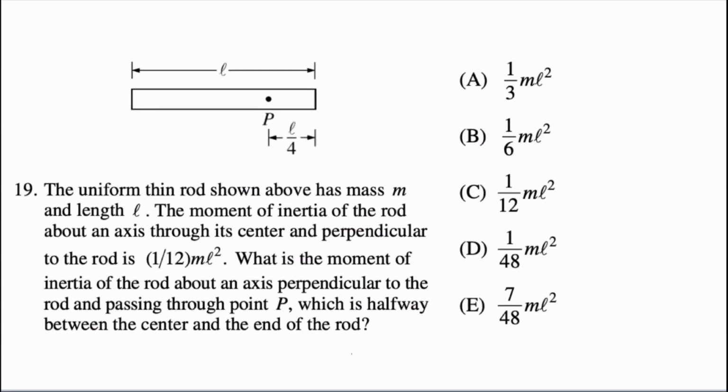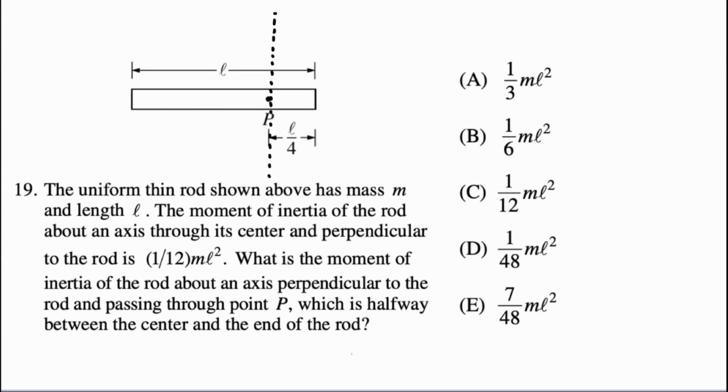So with moment of inertia, it doesn't really mean anything unless we have an axis or a pivot point as a reference. And in this case, our axis is going to be the one that goes right through point P. And there are actually two ways to solve this question. There's the calculus way, which I think is harder, or if you remember the parallel axis theorem, that gives us an easier way to answer the question.